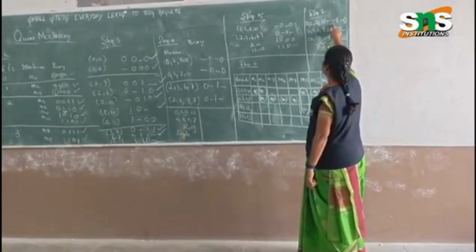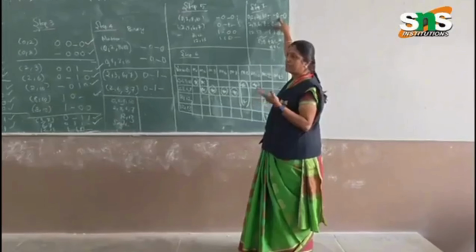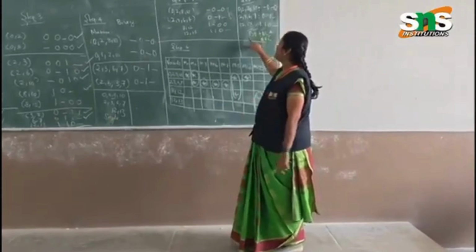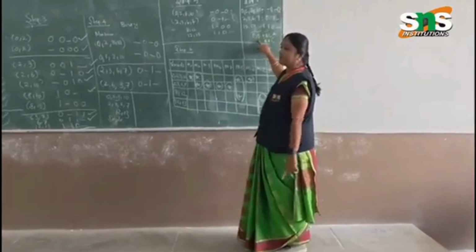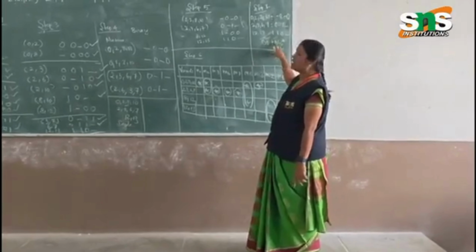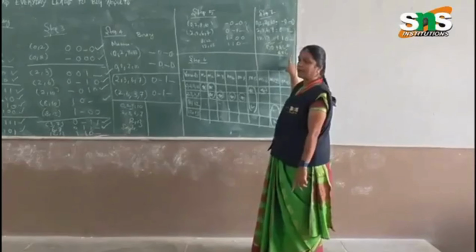For 0, 2, 8, 10 it is hyphen 0, hyphen 0. Hyphen means no variable. In the B place it is 0, so B bar. In the C place there is no variable, so we can omit it, and in the last position it is 0. So we can write B bar. Similarly, for all the terms we can write the variables. So the final answer is B bar plus A bar C plus A B C bar.